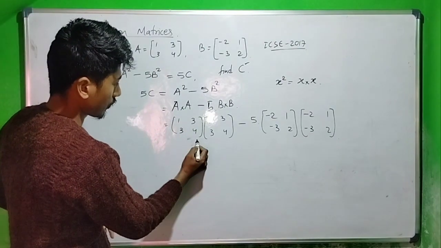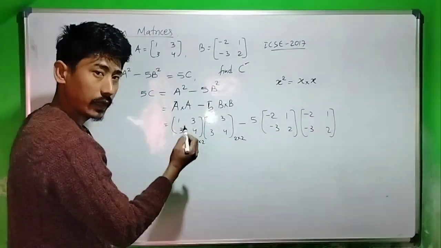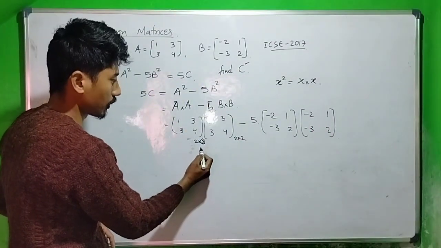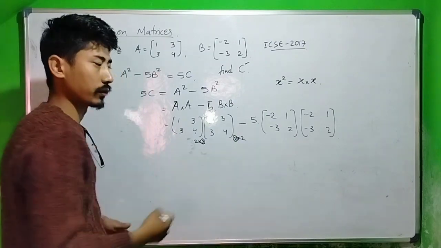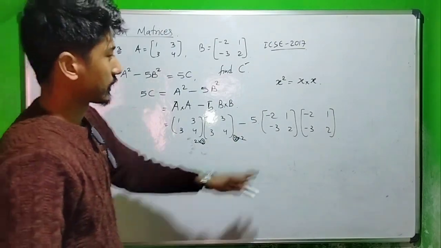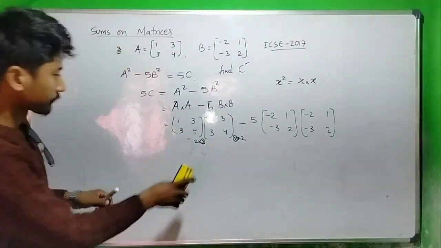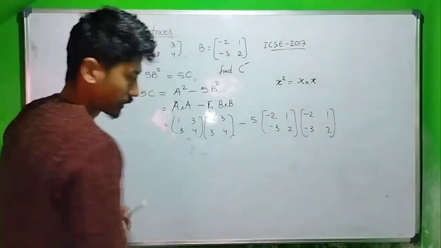See, this has order 2 by 2 and this also has order 2 by 2, and since the number of columns of the first matrix and the number of rows of the second matrix are equal, that's why they are multiplicable. Similarly here also they are multiplicable. Alright, so let's start the multiplication.